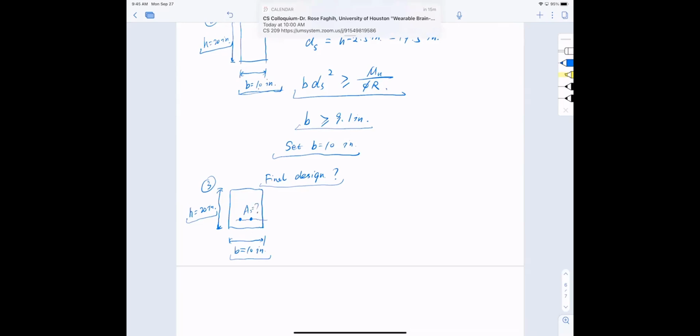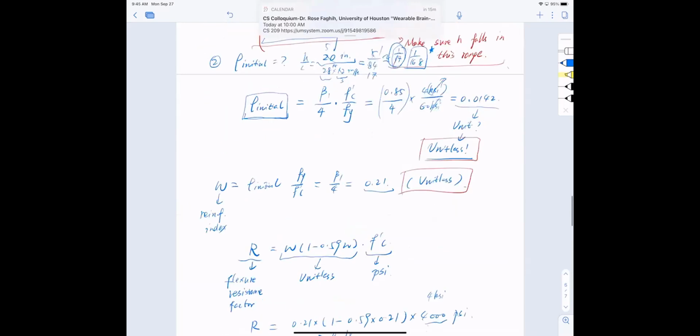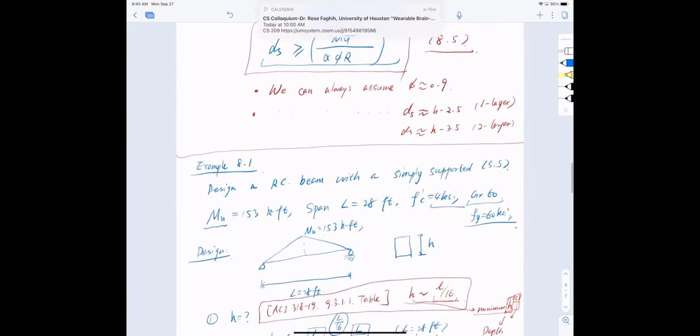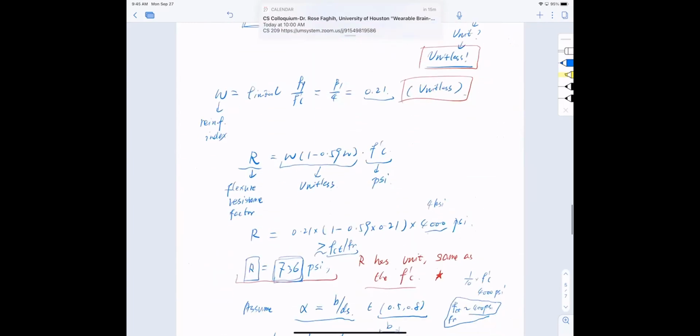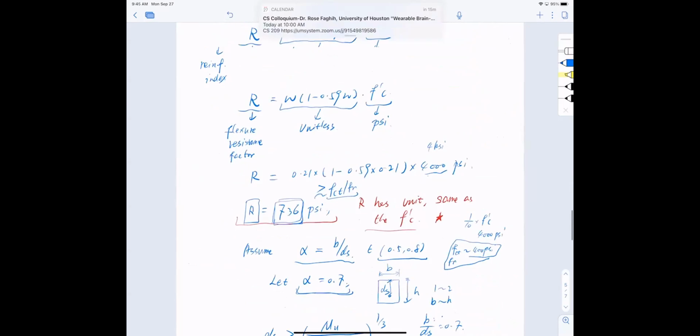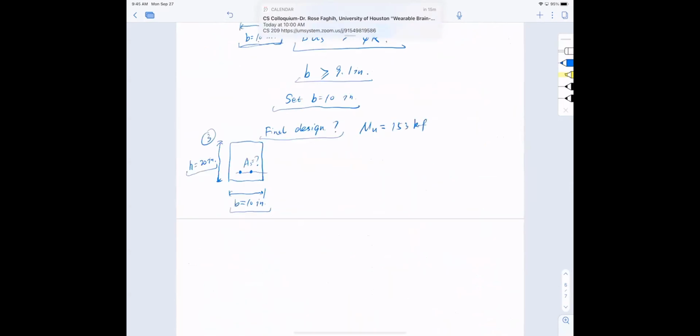Since we don't know the reinforcement, but we know that Mu has to be what? Let me see, all the way up from the top, 153 kip-feet. That's the capacity I need to meet. And I have concrete of 4 ksi and yield strength of 60 ksi.